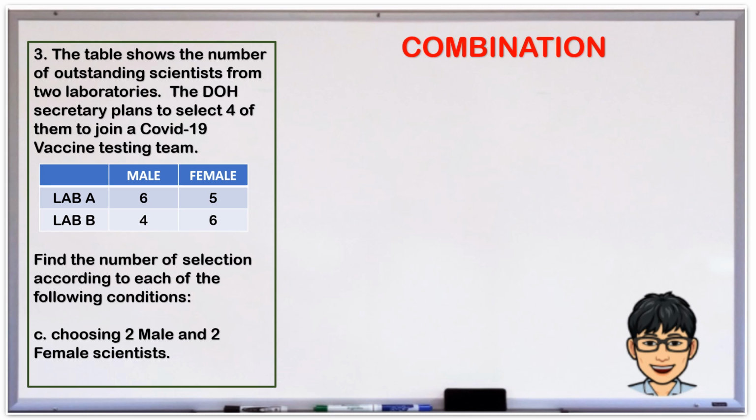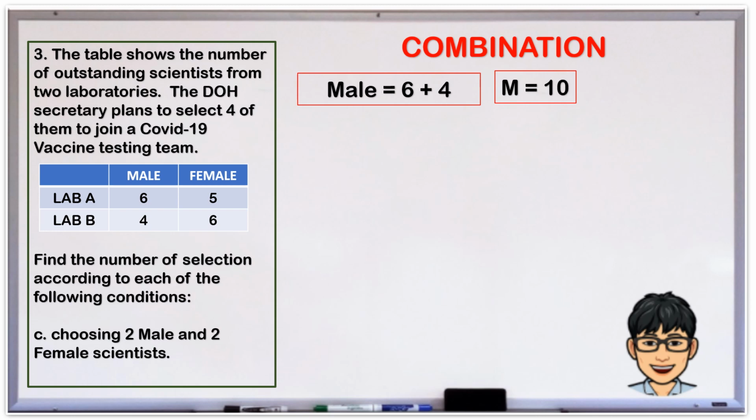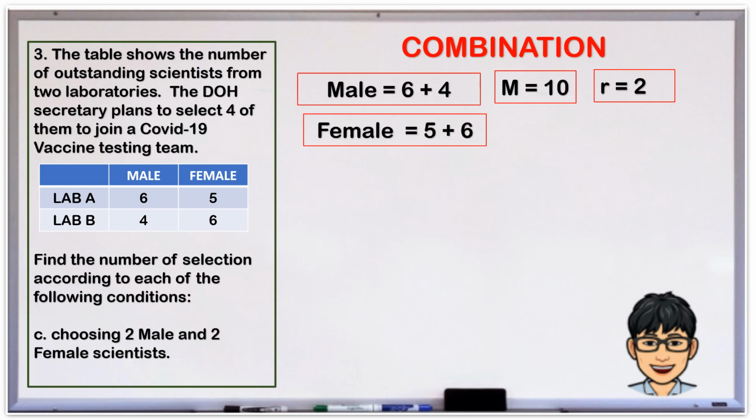So, the total number of male scientists natin is equal to 10. And from 10 male scientists, pipili tayo ng 2. The total number of female scientists natin is equal to 11. And from 11 female scientists, pipili rin tayo ng dalawa.